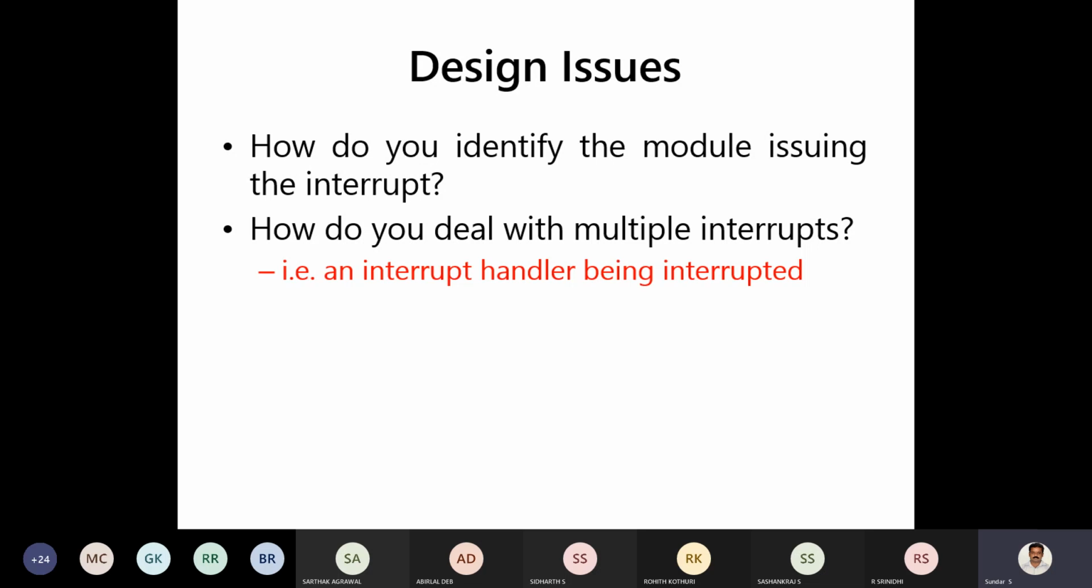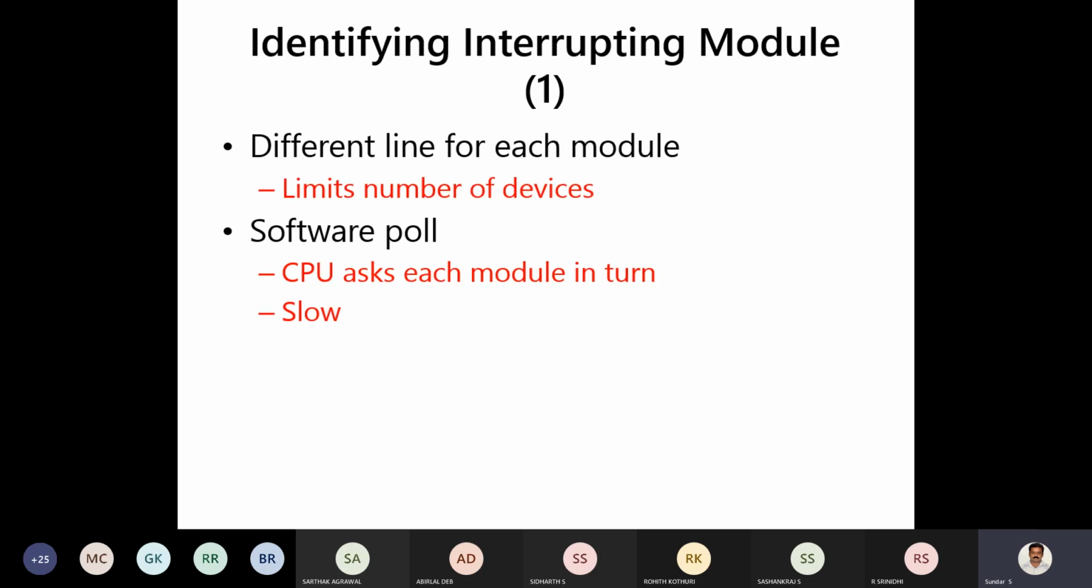This was also started in the previous class. I told you 8259 is a peripheral interrupt controller, and we are using 8259 to get this solved. But let's see other options, apart from the interrupt handler. One simple approach is we can allot one interrupt signal for one IO interface.